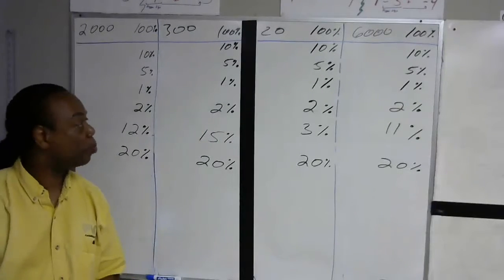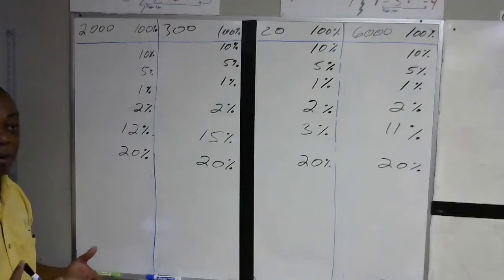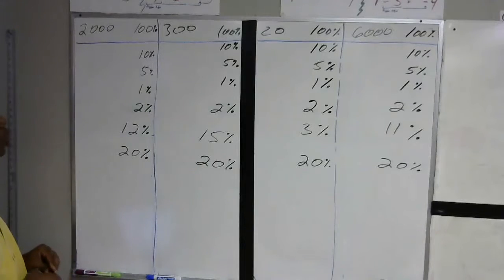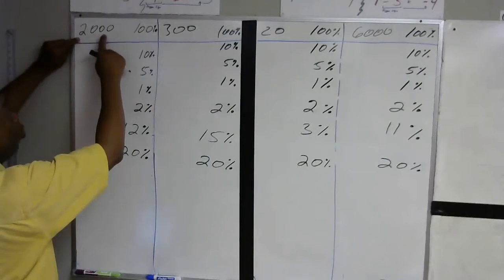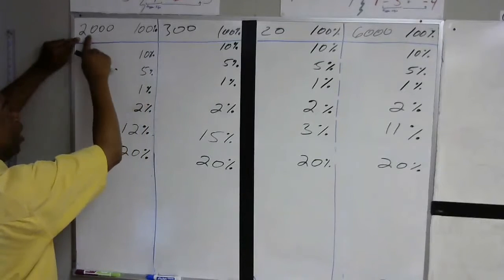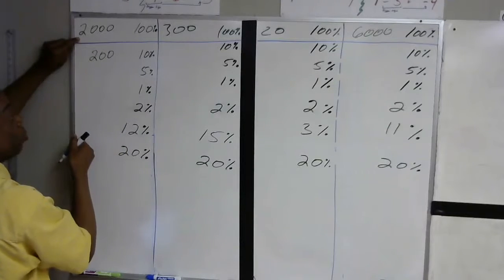Common percentages. We're going to start from 100% and figure out many other common percentages. The first percentage that's easy to find is 10%. If 2,000 is the original amount, we call it 100%. To find 10%, we divide this by 10 and we get 200.